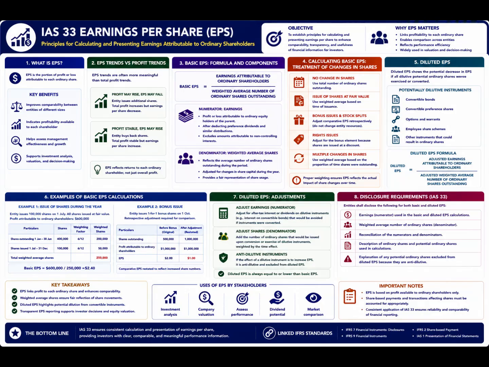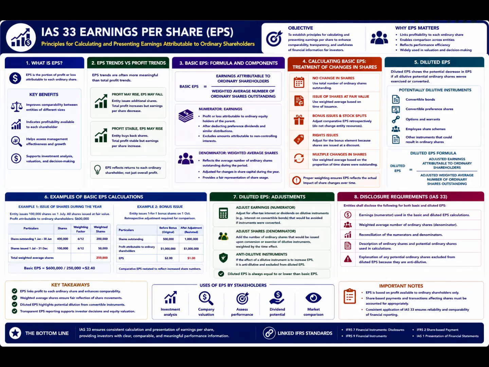For EPS purposes, earnings generally represent profit or loss attributable to ordinary equity holders of the parent entity after deducting preference dividends and similar distributions. The numerator used in EPS calculations reflects profit available specifically to ordinary shareholders.